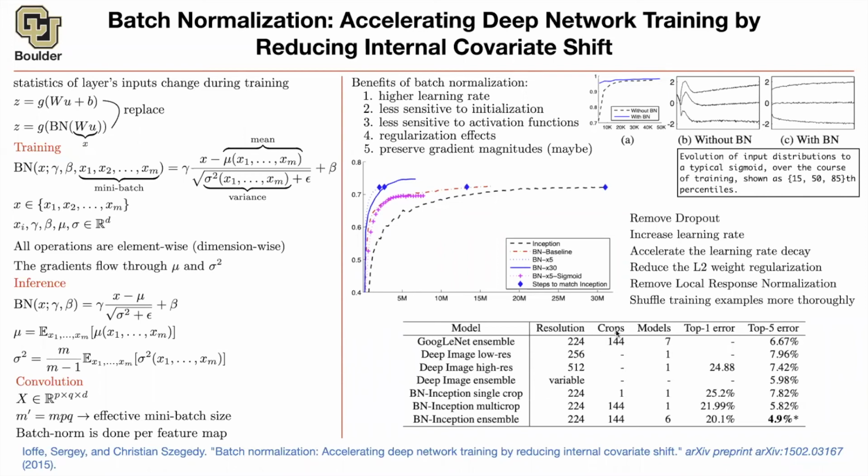And they were using 144 crops per image for things to be translation invariant. And this was their top 5 error. And you can compare it to 4.9 when you do an ensemble of batch normalization neural networks. So it's a huge gain. So batch normalization is really powerful. That's the message. And it's really easy to implement. And it's already implemented in most of your neural network packages. You just say, I want a batch normalization layer and put it on top of my, I don't know, convolution.